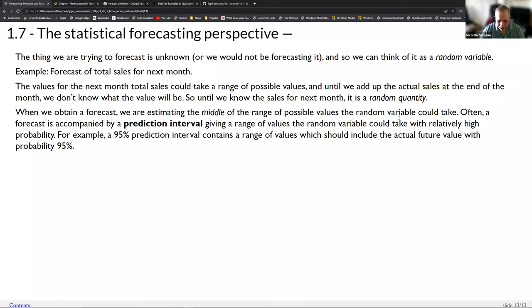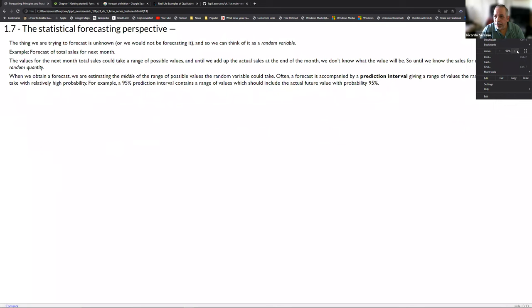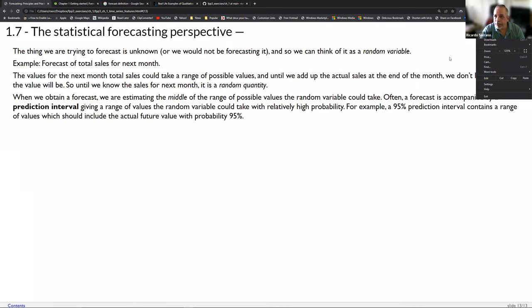So this is the last section. And this is a reminder that in data science, there's a computer science component, there's domain knowledge, but also there's a mathematical and statistical component. And the author reminds us that forecasting is estimating what he calls a random variable, okay?